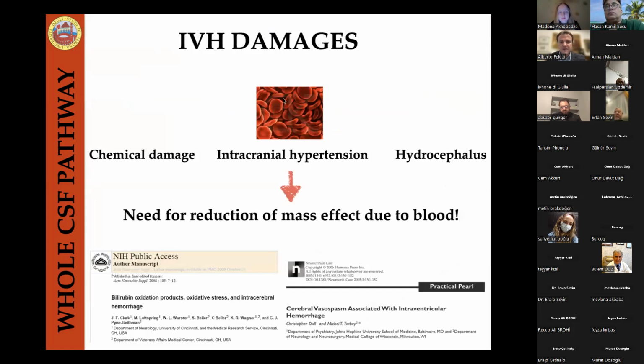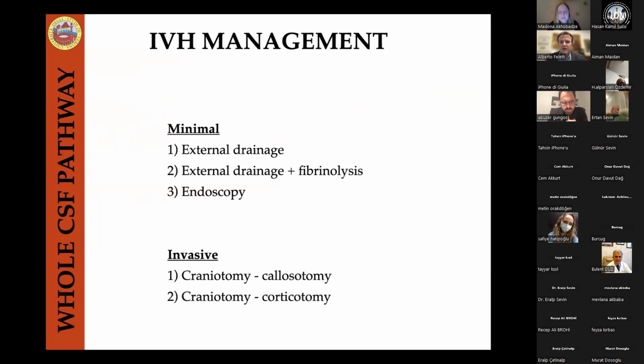And we know that this blood in the ventricles can be harmful for many reasons, because yes, there is intracranial hypertension and hydrocephalus, of course, but also a chemical damage on the brain and the brainstem. So there is a need for a reduction of mass effect due to blood. How to get it? Of course, there are some minimally invasive methods, and there are also some very invasive methods that I think have no more role nowadays.